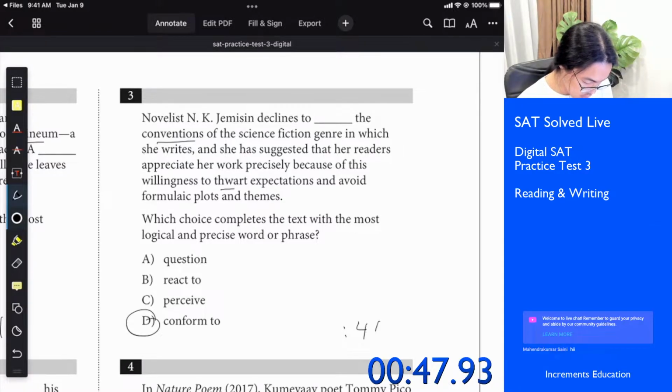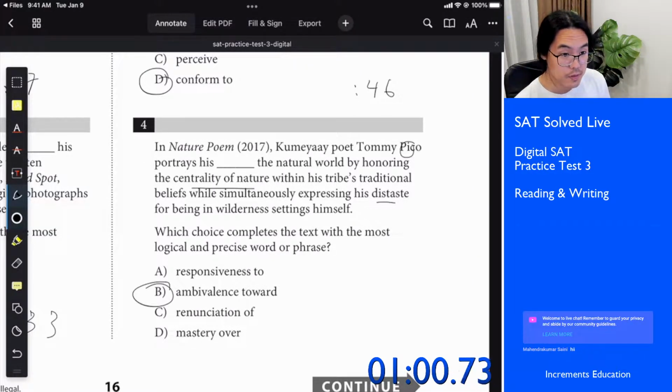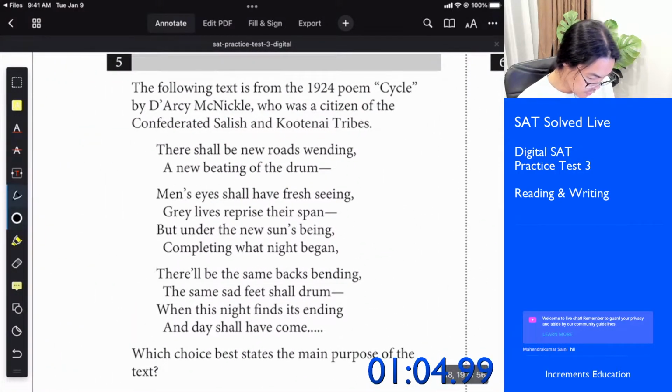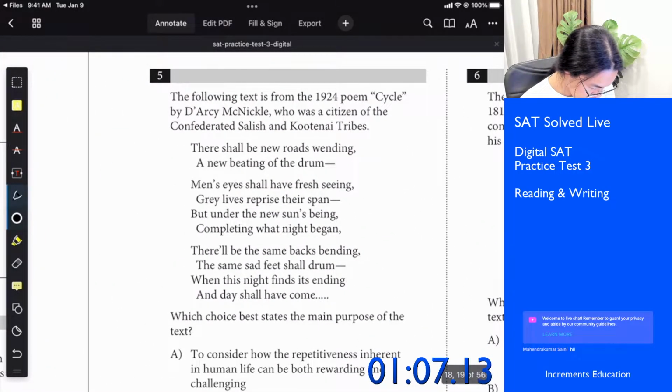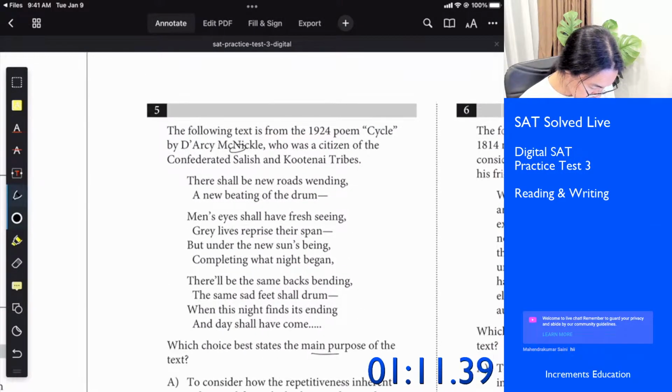She thwarts them. In Nature Poem, Pico portrays the natural world as honoring the centrality while expressing his distaste. So his ambivalence. Okay, his 1 minute here. Cycle, who is a citizen of the Salish. Okay, we're talking about the purpose at this point already.